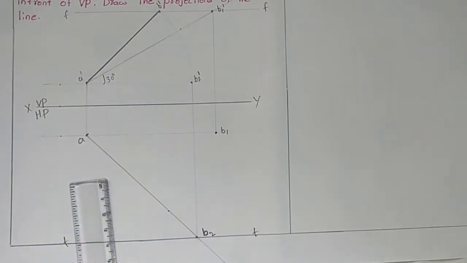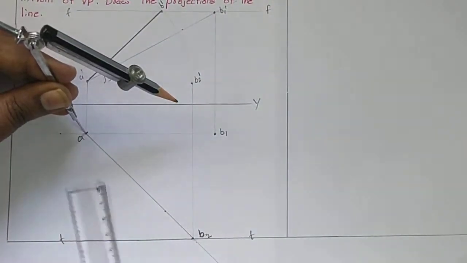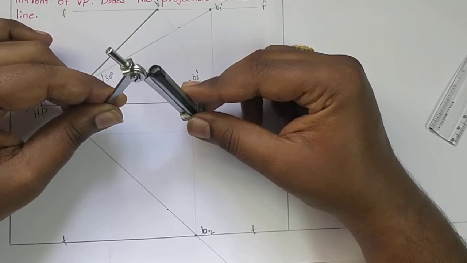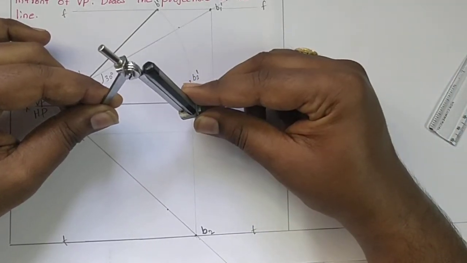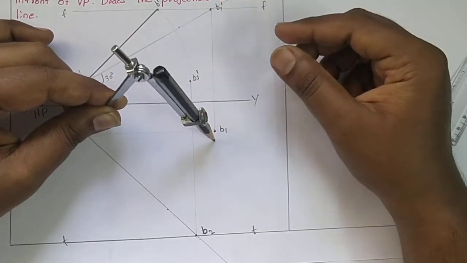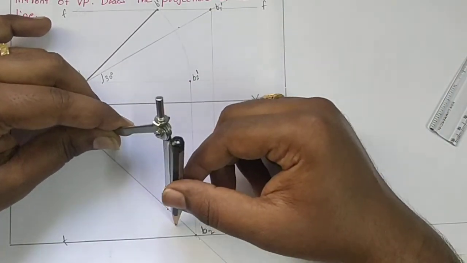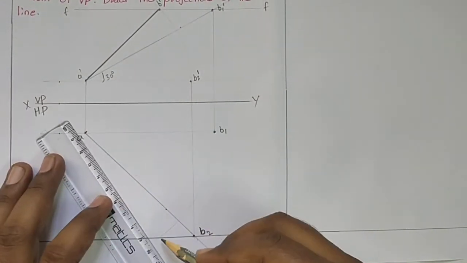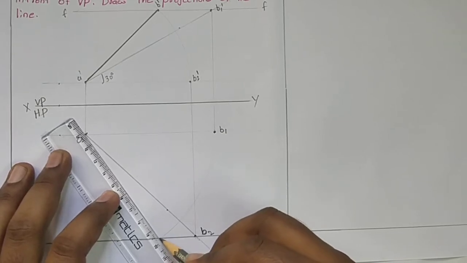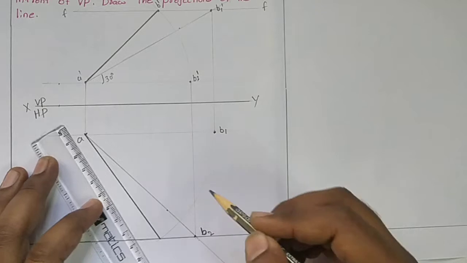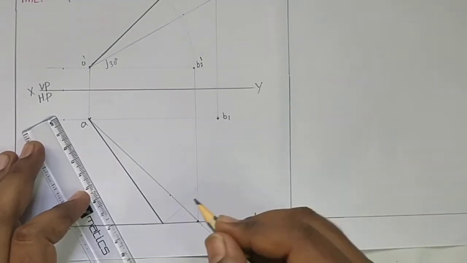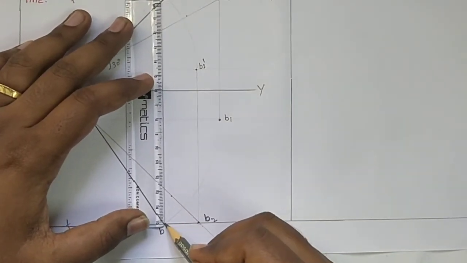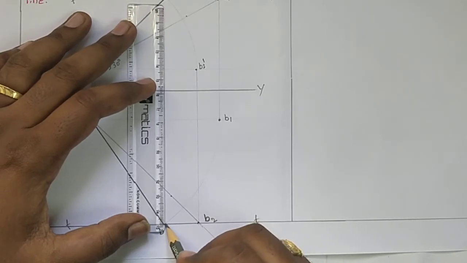Similarly, by using a compass, take A as center and A dash B dash as radius. Draw one arc up to the locus of top view. Next, join A and B. By joining A and B, we got the top view. We need to draw the thick line. It is the point B. Here B dash and A dash will both be in the same position.